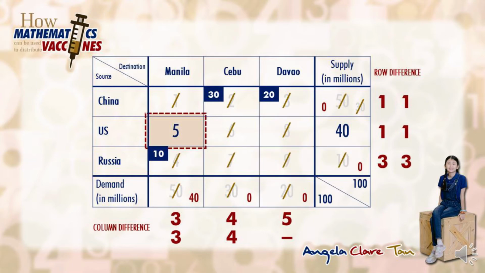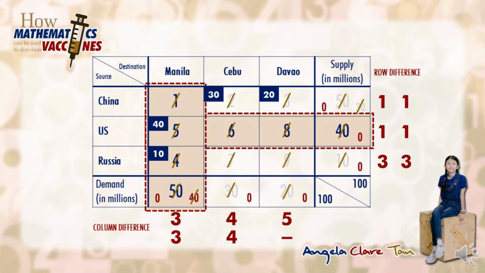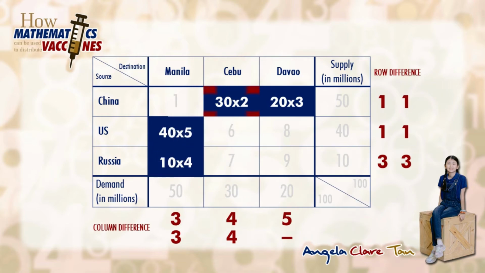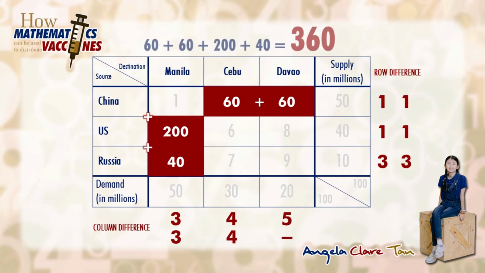Now, we only have one cell left, so allocate the remaining demand and supply to the cell. Since supply and demand are both 40, we allocate 40. Cancel out the entire row and column. No balance remains. To find the cost using the Vogel's approximation method, we multiply the allocated value of the cells with their corresponding cell cost and add all to get the final cost.